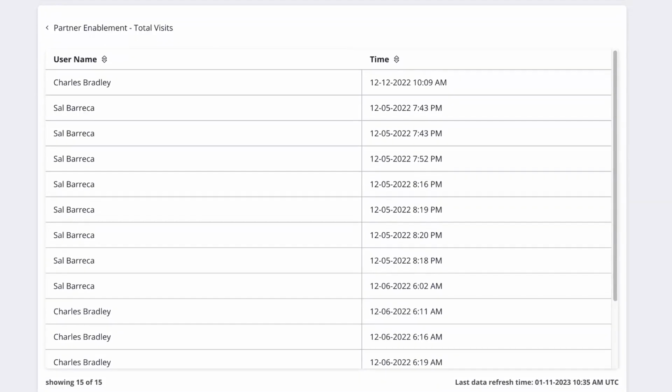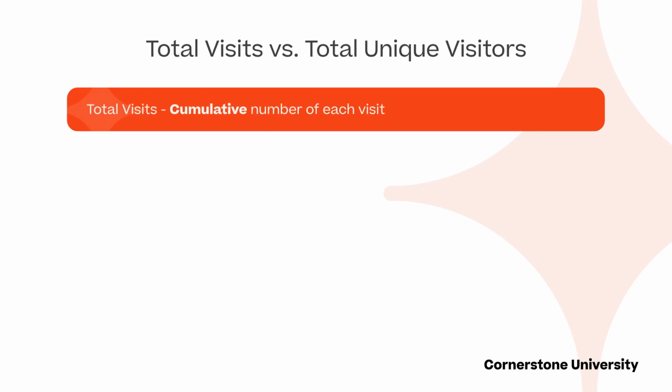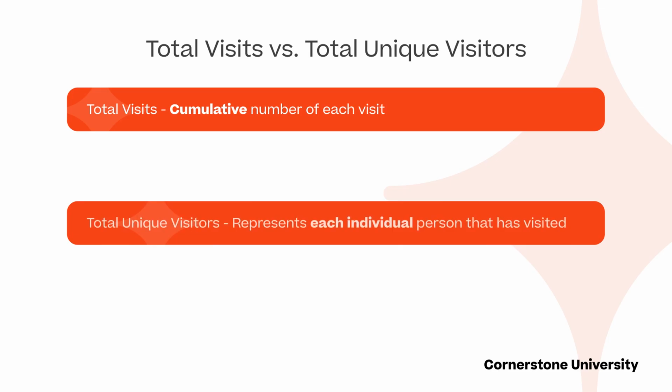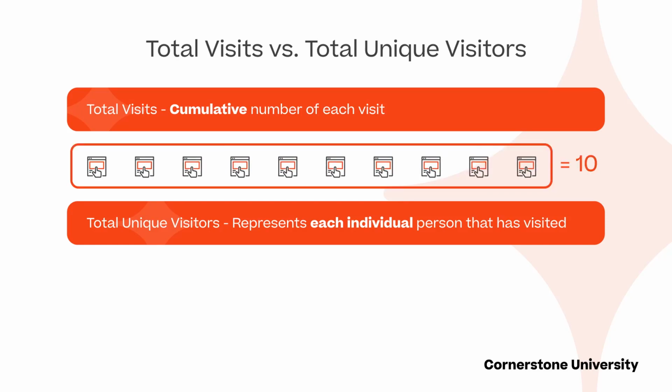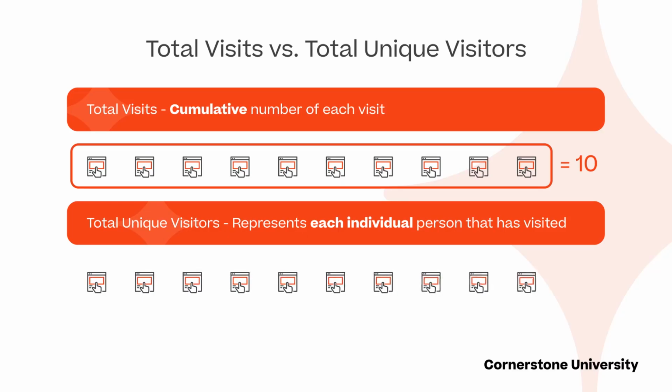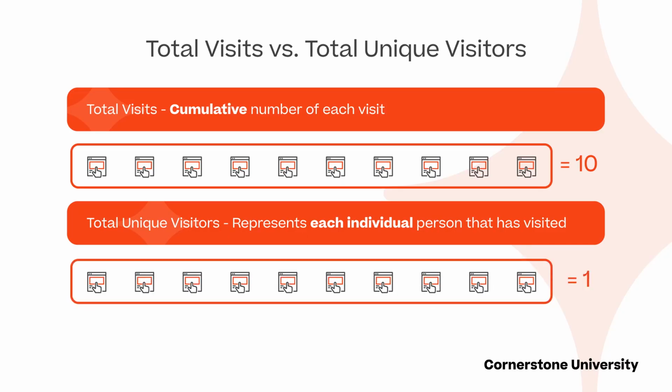Total visits versus total unique visitors can sometimes be confusing. Total visits is a cumulative number of each visit to the channel, while total unique visitors represents each individual person who has visited the channel, even if they have visited multiple times. Let's look at an example that illustrates this difference. When a user visits a channel 10 times, 10 visits are added to the total visits count. However, that same user is represented only once in the total unique visitor number.